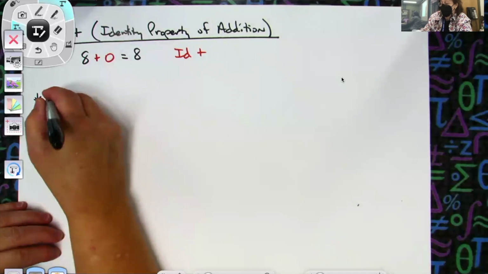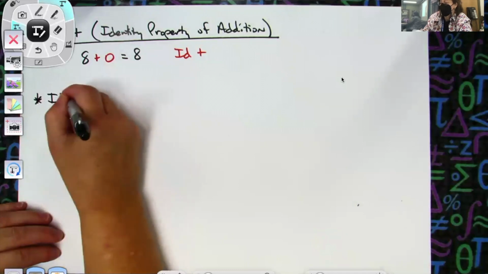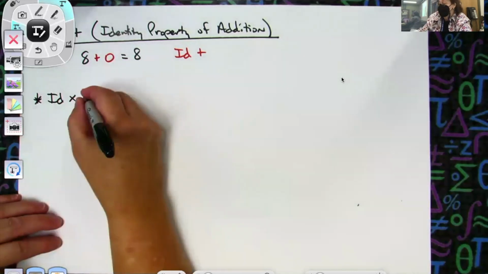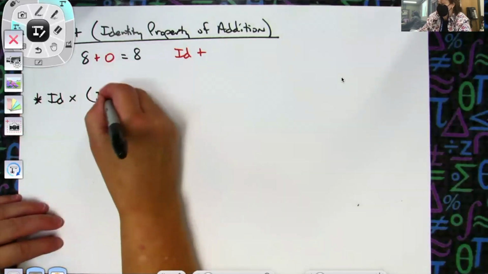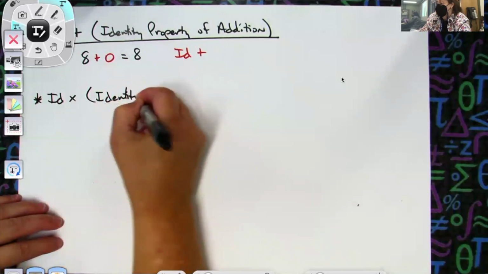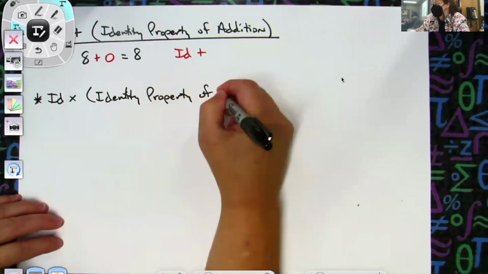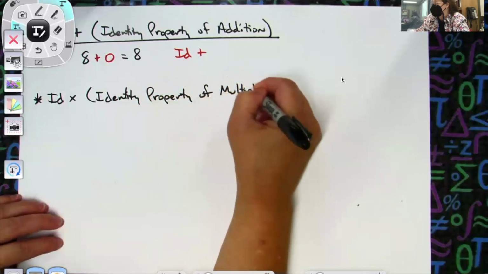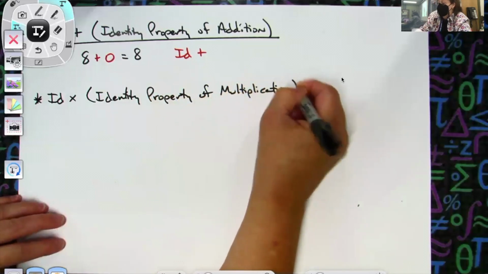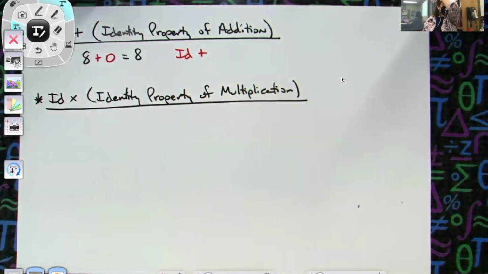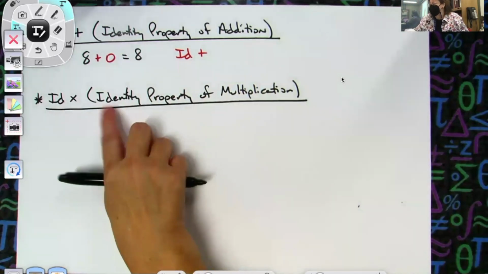We also have an ID times. Again, you can write ID times. We'll know what we mean. It's the identity property of multiplication. So that's the formal, great big long word. And again, if you're working this out in Math Excel, they show you a property and then they're going to have the full name. So they will literally write out identity property of multiplication.